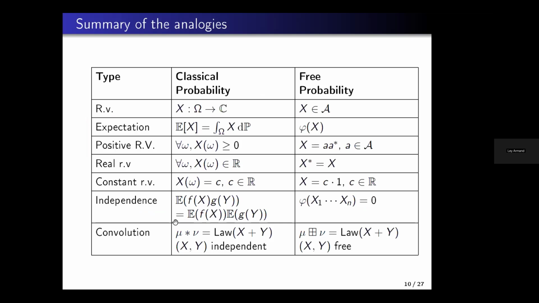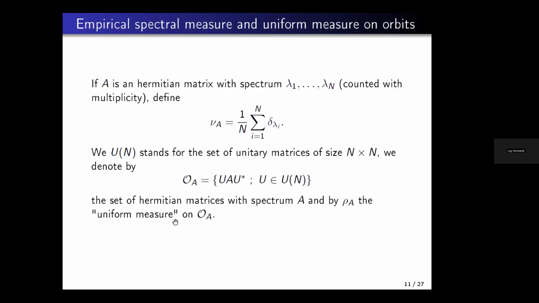In the next slide, I summarize all the work we have done to generalize some concepts of classical probability theory to free probability theory. So you have random variable, expectation, a certain type of random variables, independence, convolution. But we ask, why have we done all this work? How does this naturally arise in an applied context, for example? I will present a result where free convolution of measures naturally appears, in the context of the study of the spectrum of large random matrices.